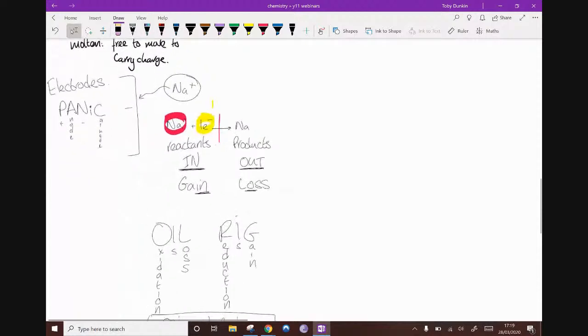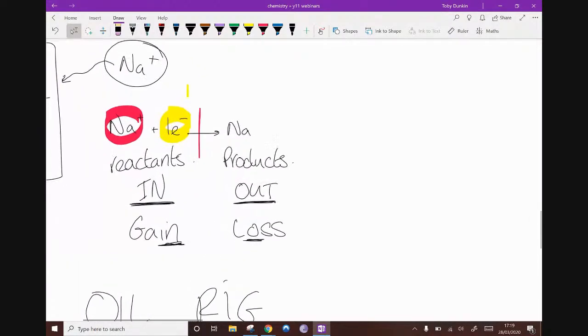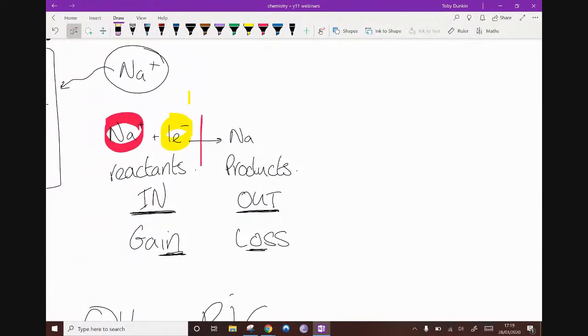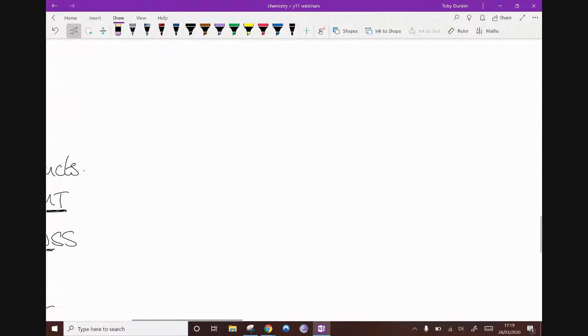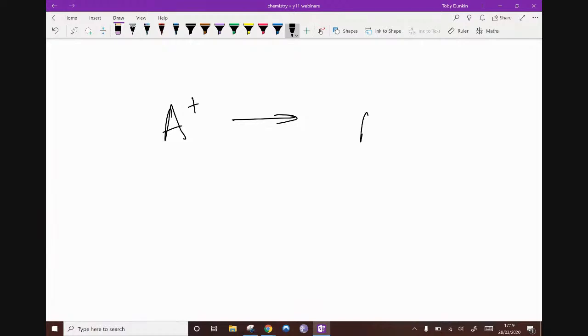So, okay, since we now know that the negative electrons, so if I have a half equation, if I have an equation and it says this, A plus to A neutral, where's the electron going to go? The electron is negative. It's going to be attracted to this guy. It's going over there. Agreed?